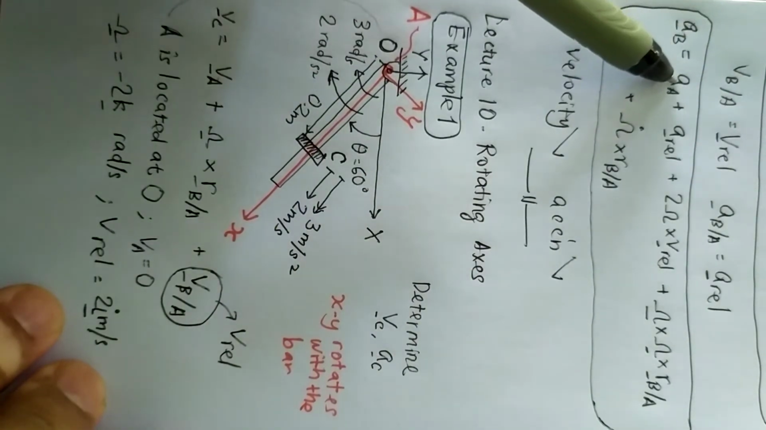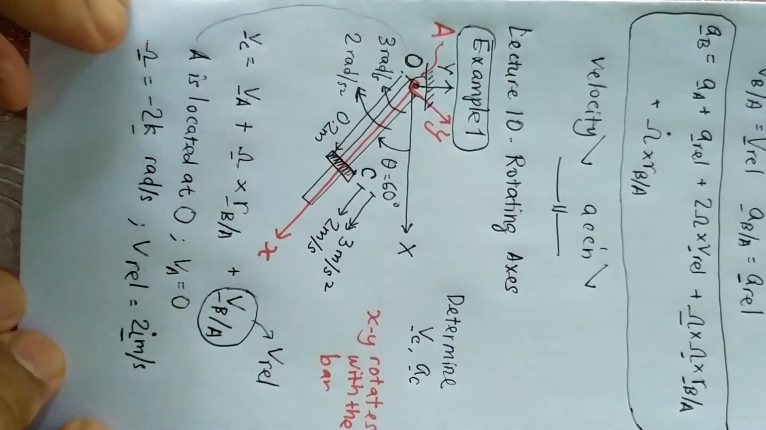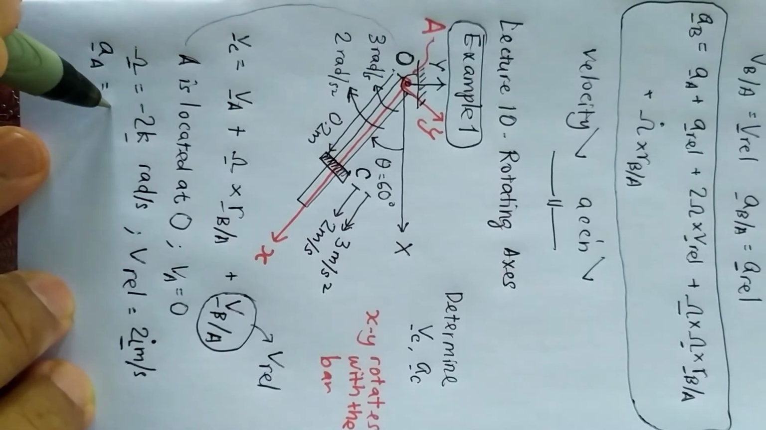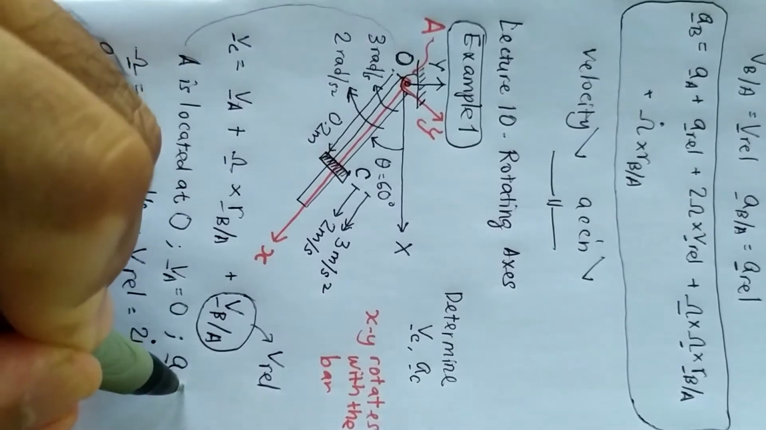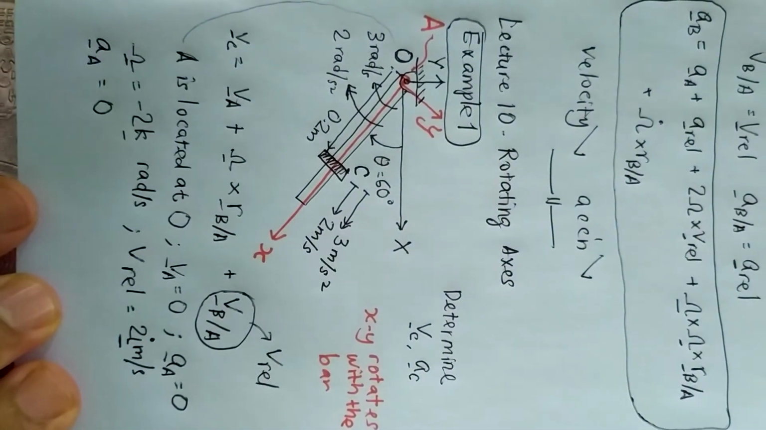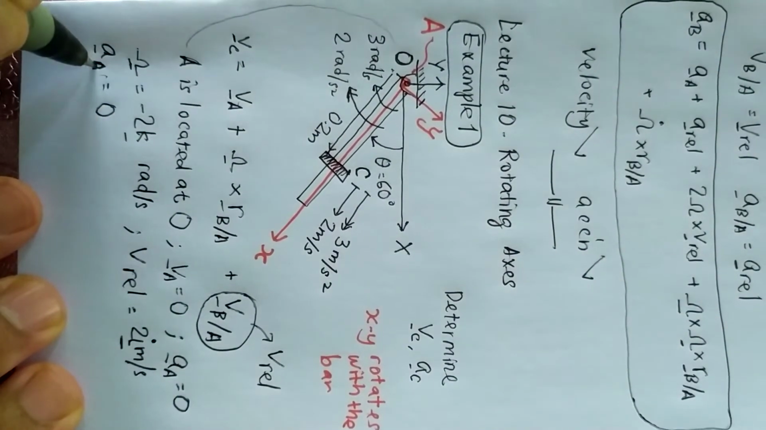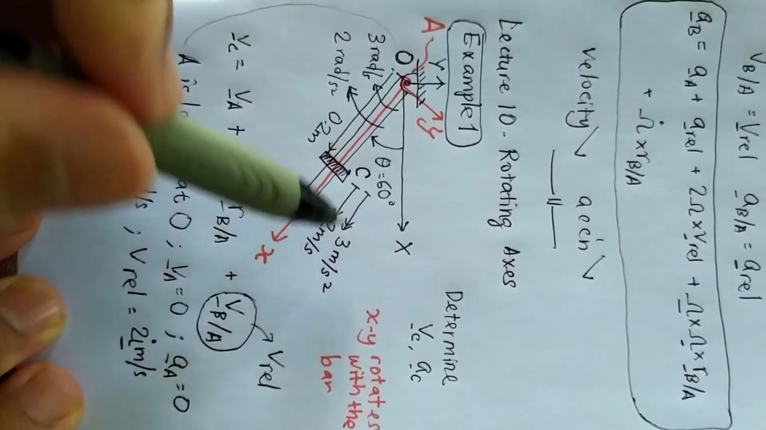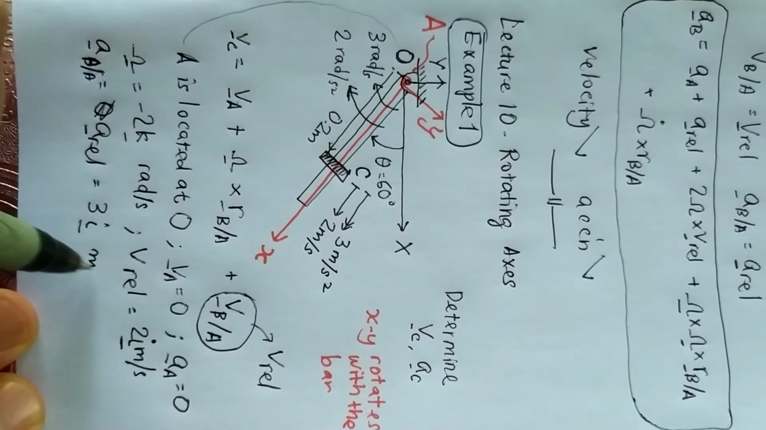So we know that A is also not moving, so acceleration-wise, A is not moving, therefore we can put AA equals 0. It's not accelerating. And then B relative to A, i.e. the relative acceleration, is given here, 3 meters per second squared in the x direction, so it's 3i meters per second squared.